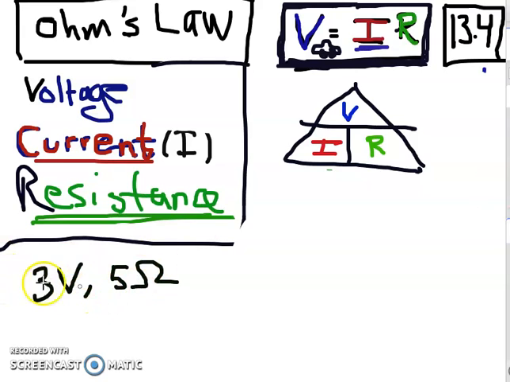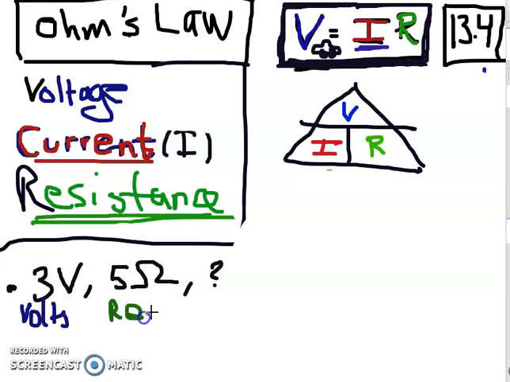Okay, let's say we have 3 volts in a circuit and 5 omegas. What are the omegas again? They're ohms. And we want to know, well, what's missing? So let's first maybe color code these. This would be the voltage. This is in volts. This is in ohms. So ohms would be resistance.